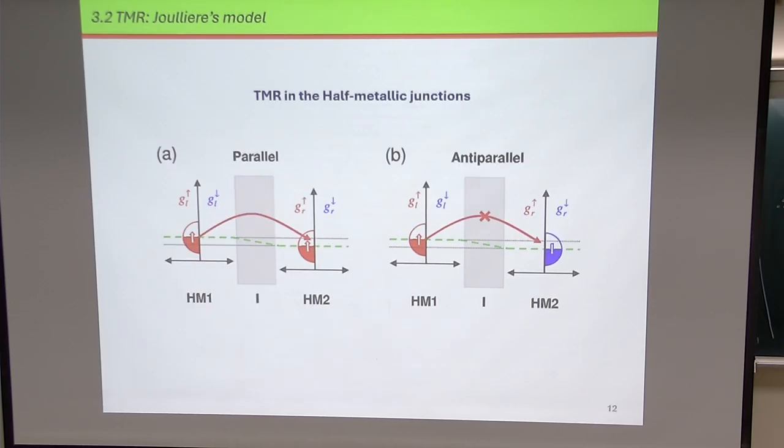So if this is a half metal, you see that spin up can go here because there is a space for it to go. But if they are anti-parallel, there are no states for this spin up to go into the other side. So in this anti-parallel configuration, the current will be 0. And in the parallel configuration, the current will be whatever it is, the maximum, okay? This is an extreme case, but it can happen for half metals.